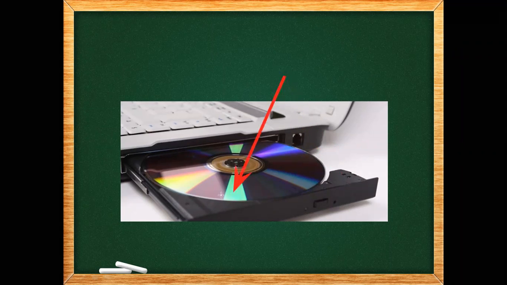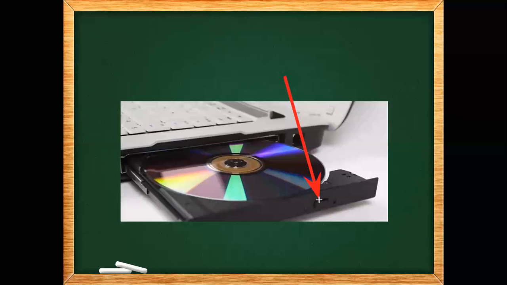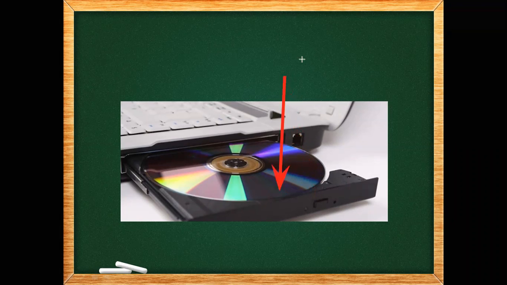See, there's a tray outside. How does that tray come out? When you press the small button. There is also a small button available on that CD-ROM drive. When you press it, it will come out. When you press the small button of the system unit, what will happen? The tray will come out from the system unit. Okay. Then what do we have after this?